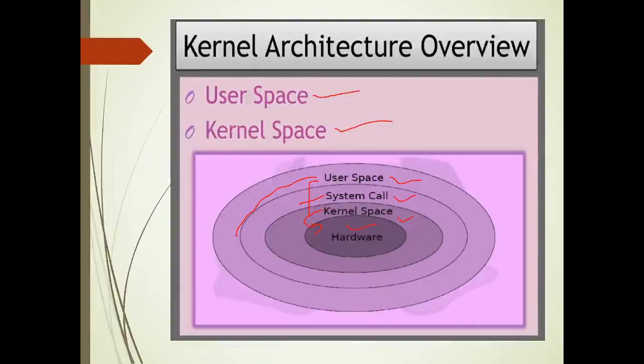So in user mode, the executing code has no ability to directly access hardware or memory. It must use system calls to access hardware or memory. Kernel mode can execute any instructions related to hardware or memory. So this kernel part comes under the operating system. So this is the architecture of the kernel.